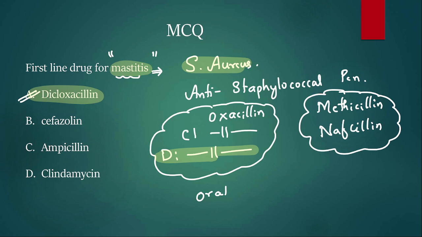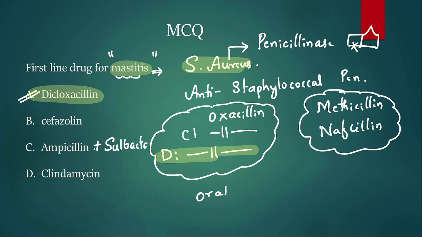You may ask a question, why not ampicillin? Because Staph aureus produces an enzyme called penicillinase, and this penicillinase will cut the ampicillin. So ampicillin will not work. Suppose I want to give ampicillin, along with ampicillin I have to give sulbactam. The sulbactam is going to inhibit penicillinase, and the ampicillin will kill Staph aureus.